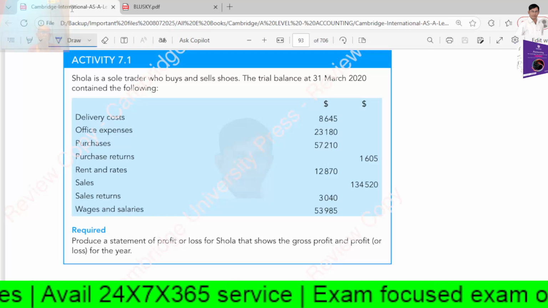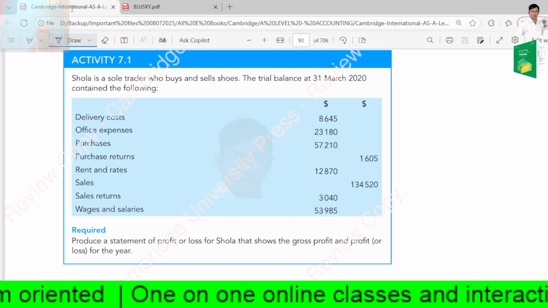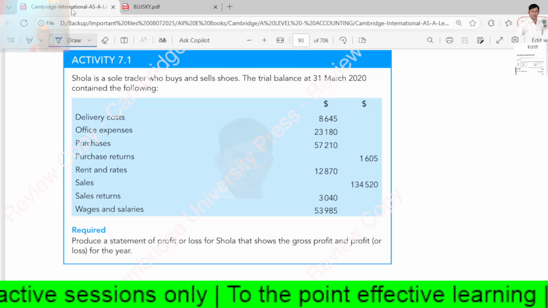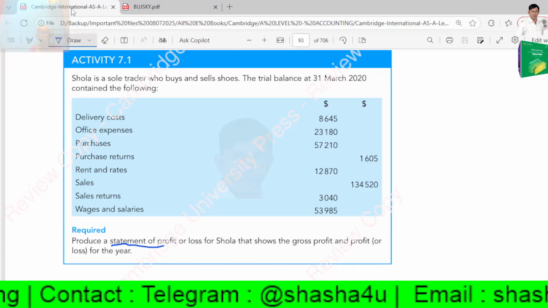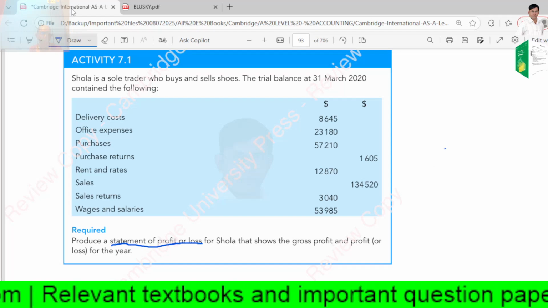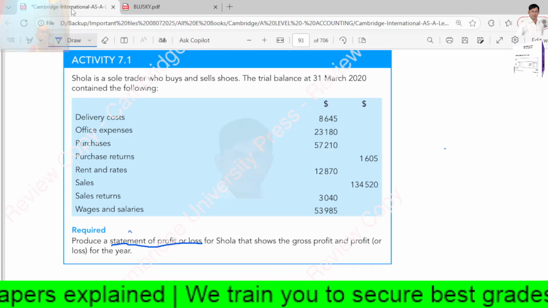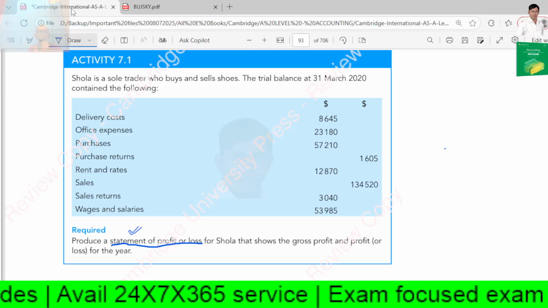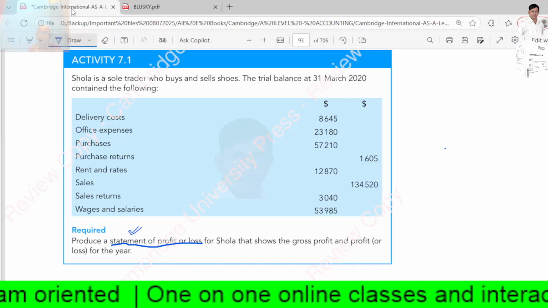So, activity 7.1. Today we will be discussing activity 7.1 from statement of profit or loss. Remember, it's a statement, okay? It's a statement, not an account. Statement means there is no debit side and credit side, so it is not in T column.